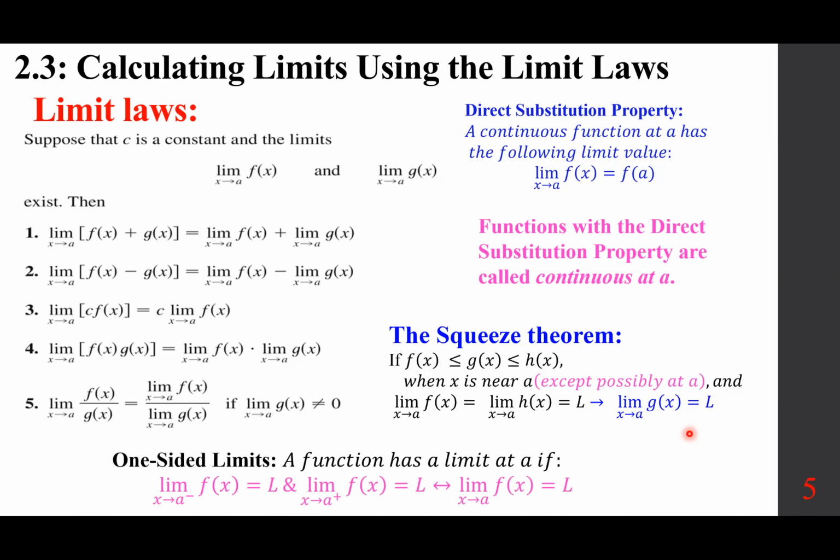One-sided limits have already been discussed, and in short, the limit of f of x as x approaches a equals L as long as the limits as x approaches a from the left and from the right are identical.